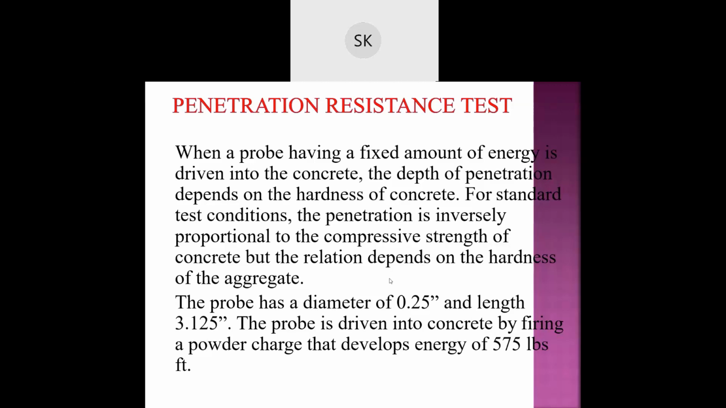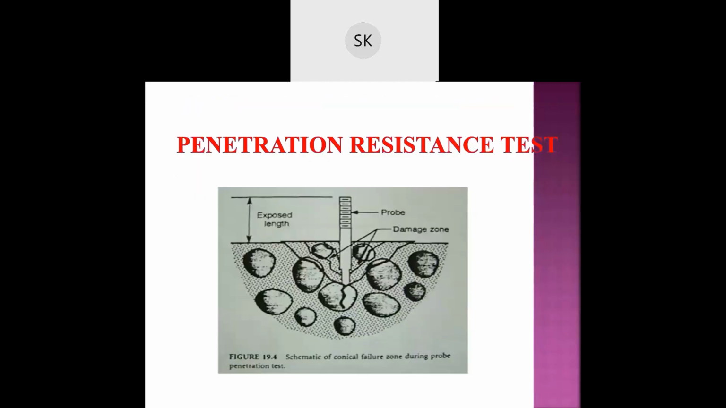Now the penetration resistance test. When a probe having a fixed amount of energy is driven into the concrete, the depth of penetration depends on the hardness of the concrete. For standard test conditions, the penetration is inversely proportional to the compressive strength of concrete, but the relation depends on the hardness of the aggregate. The probe has a diameter of 0.25 and a length of this. It is driven into concrete by firing a powder charge that develops energy of this much. So this is the penetration resistance test. This is the probe. They just insert it.